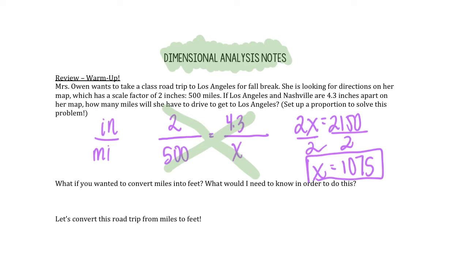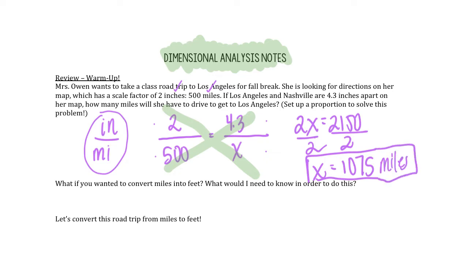Hopefully you're able to see that the two units that we're comparing in the scale are inches to miles. That's what I made my little reminder over to the side as. Then I set up a proportion. 2 inches goes with 500 miles, just like 4.3 inches goes with we don't know how many miles. Cross multiply and you get 1,075. Hopefully you're thinking that answer is not complete because I left off units. Shame on me. 1,075 miles.